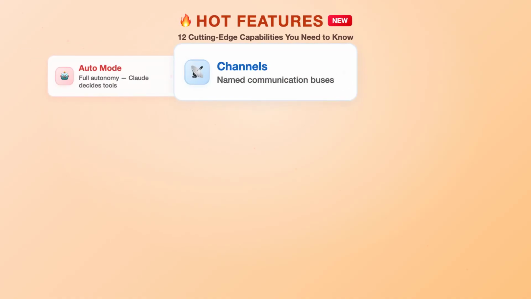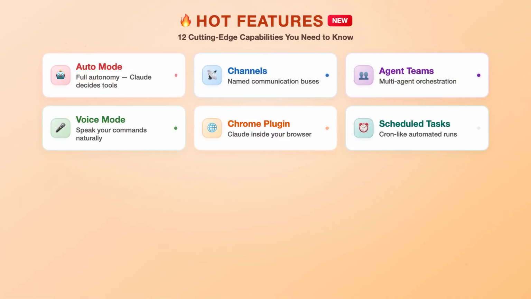The repo documents 12 hot features most people don't know about. Auto mode replaces manual permission prompts with a safety classifier. Channels push events from Telegram and Discord into running sessions. Agent teams let multiple agents work in parallel on shared code bases. Voice dictation adds push to talk in 20 languages. Chrome integration automates web testing. Scheduled tasks run prompts on a loop for up to 3 days. And remote control lets you continue sessions from your phone.